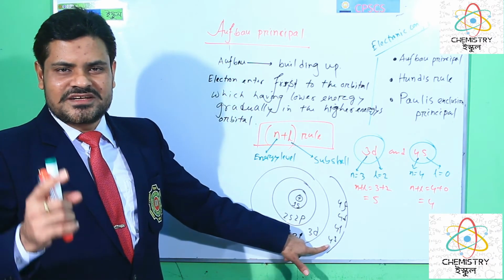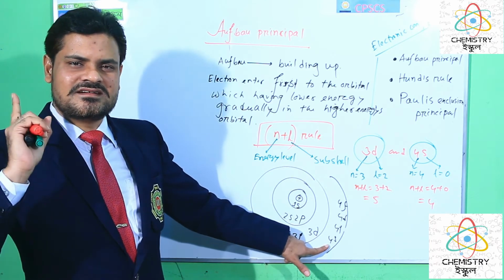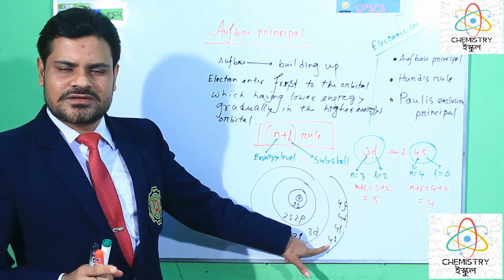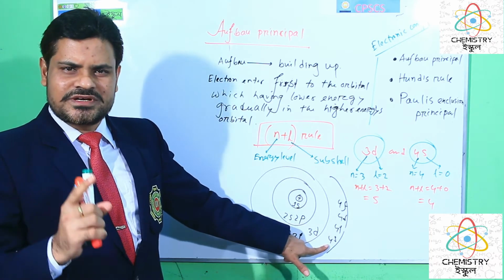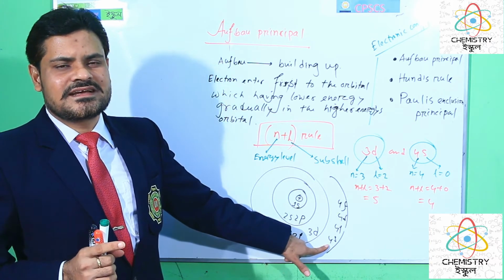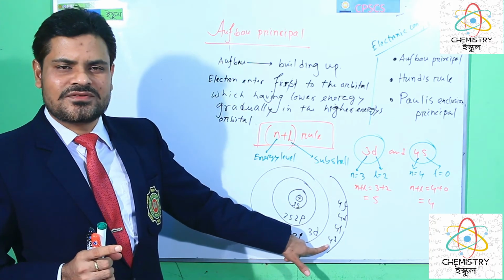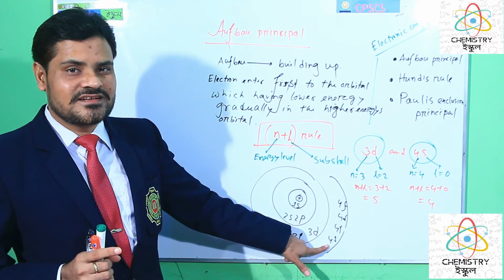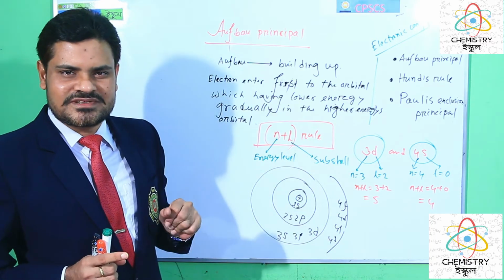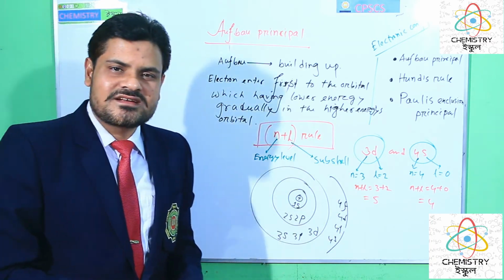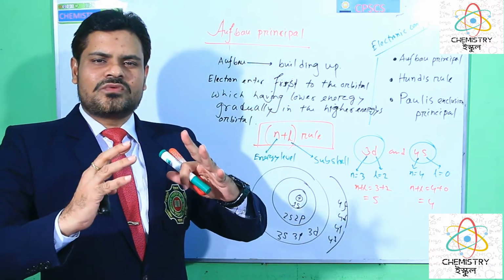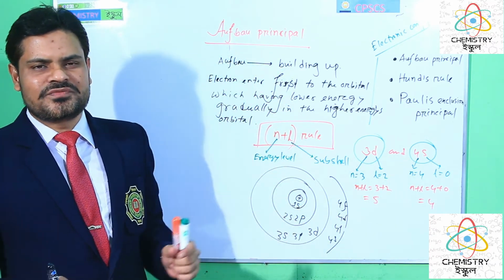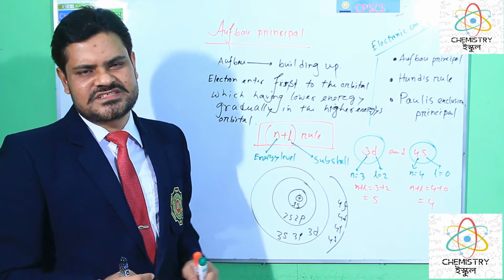But mind it, electrons enter the orbitals according to the energy of the orbital, not according to the energy of the energy level. This is the Aufbau principle, dear learners. According to this, we can arrange the electronic configuration of 100 elements from the Aufbau principle.